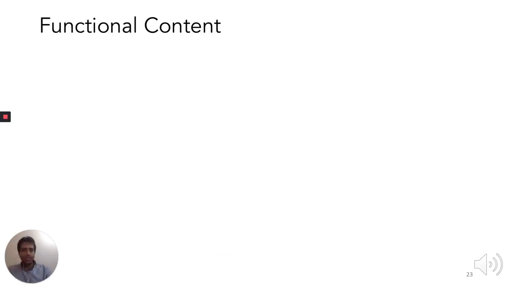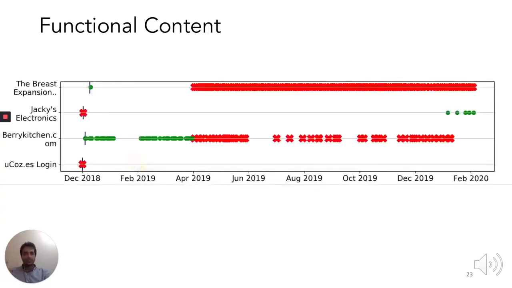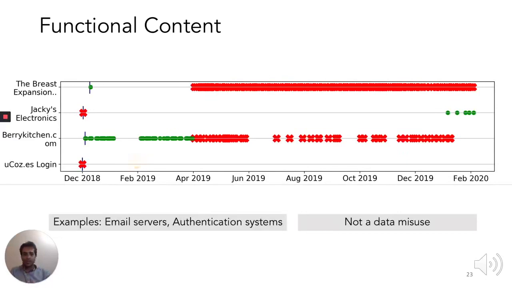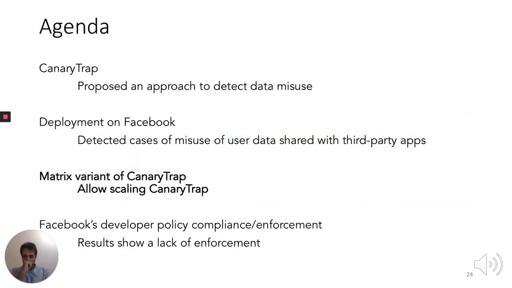Finally, we label an email as functional if the content of the email is related to the app. We found that email accounts of 4 apps received emails with functional content. In these cases, however, we found that the apps are just using email servers or authentication systems from unrecognized entities, and thus we do not call this data misuse. So the deployment of CanaryTrap has shown that CanaryTrap can uncover misuse of user data.